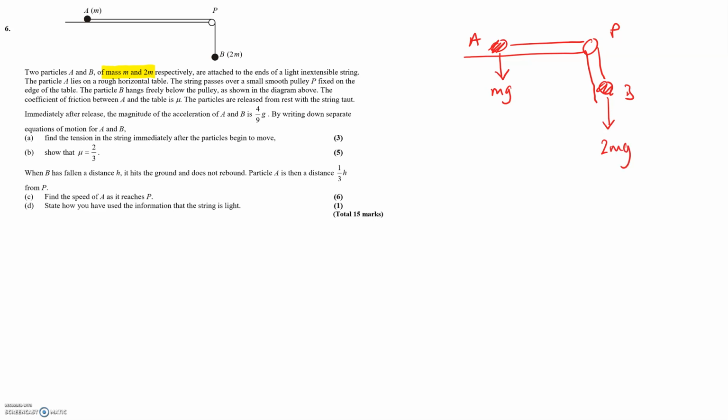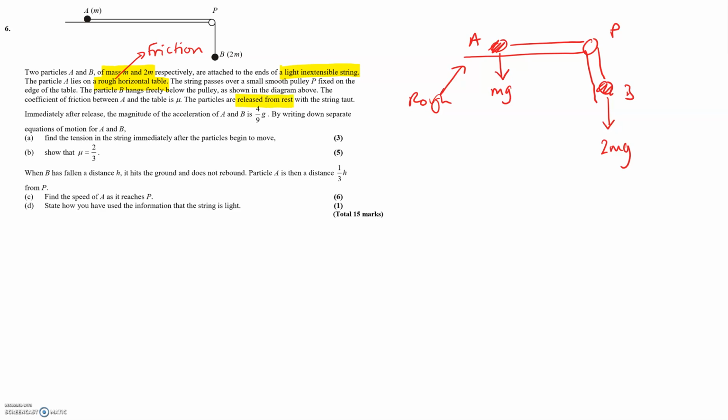Attached to a light inextensible string, that's probably important, so I'm going to highlight it. Then particle A lies on a rough horizontal table. If it's rough, that means there's friction. So this bit's rough. The string passes over a small smooth pulley fixed at the edge of the table. Particle B hangs freely below the pulley. So that's hanging freely. There's going to be no friction where B is. Coefficient of friction is mu, and the particles are released from rest.